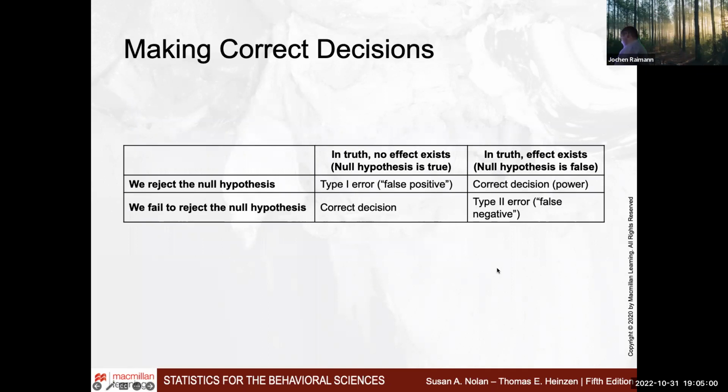You have, in truth, a difference. This adds up to 100%. You make the correct decision. That's your power, and you subtract the probability of running into a type 2 error by producing a false negative result. So that's the relationship between power and the correct decision, the power and the type 2 error. And here you have a correct decision where you reject the null hypothesis, and you're accepting a false positive.